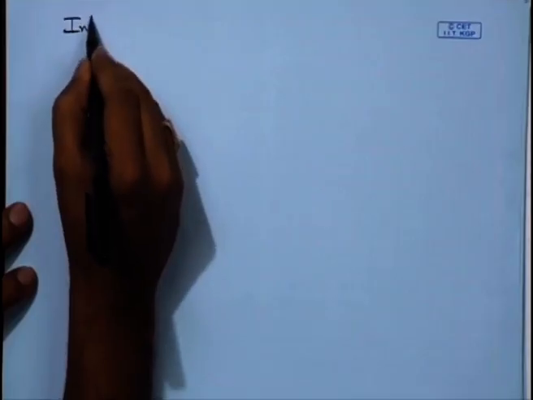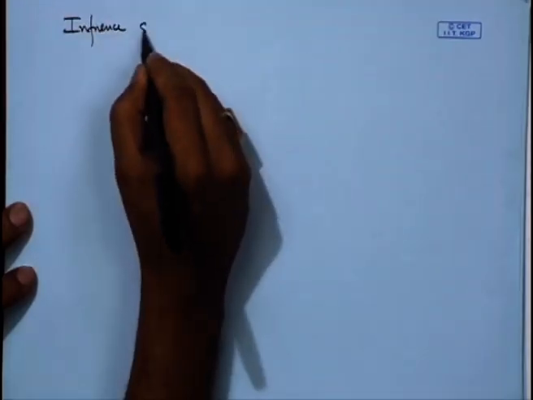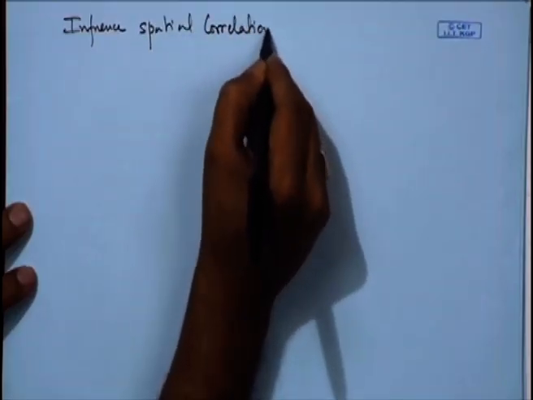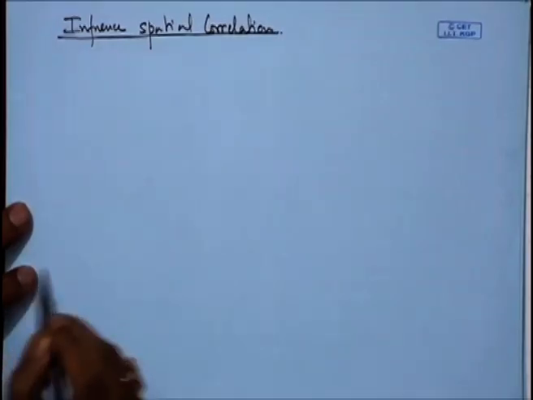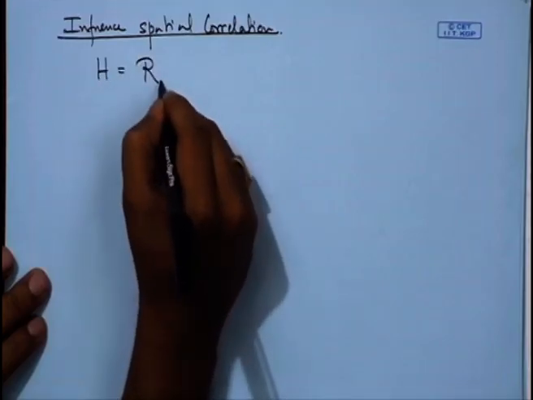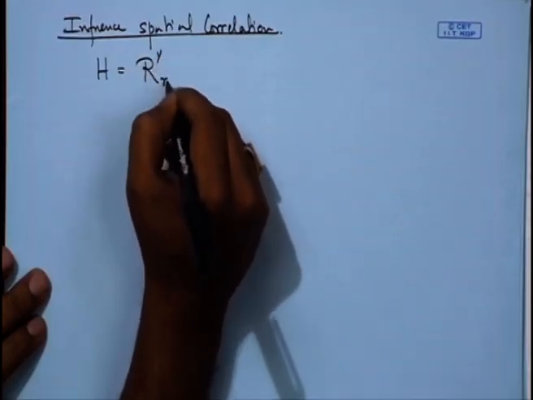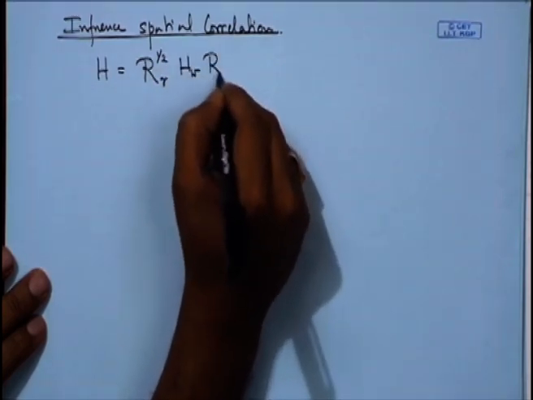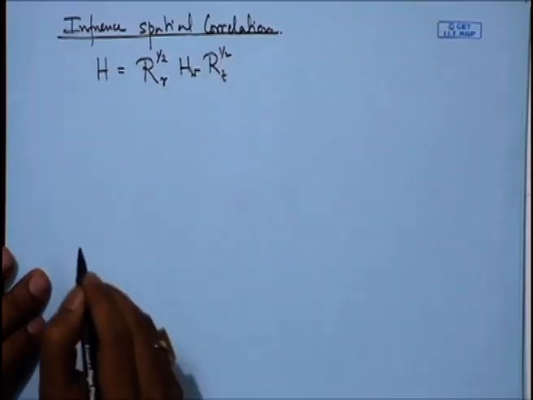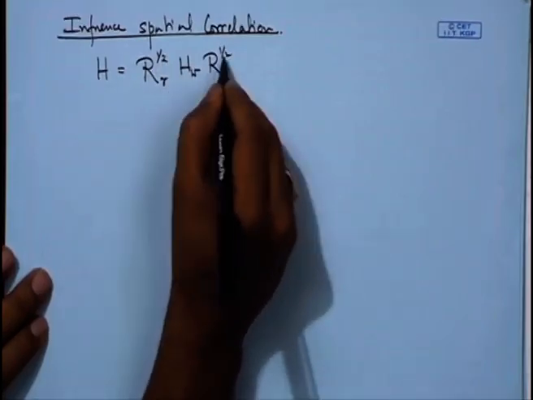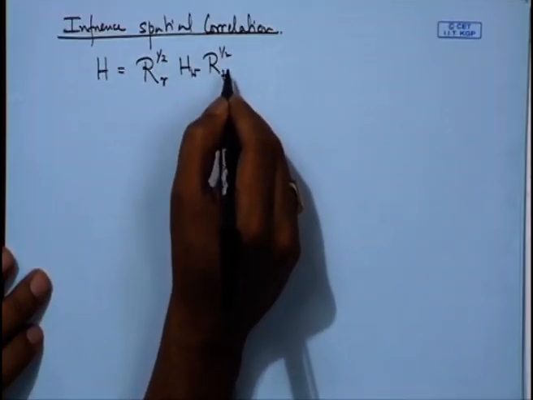The first thing we are going to look at is the influence of spatial correlation. We have seen that H, which is the channel, could be written in terms of the correlation matrix at the receiver raised to the power of half, times HW, which is a spatially white channel, times RT raised to the power of half. This captures the correlation at the receiver, and this captures the correlation at the transmitter.